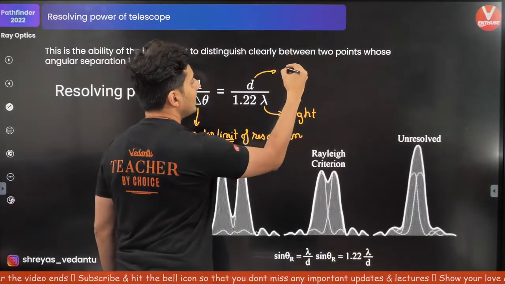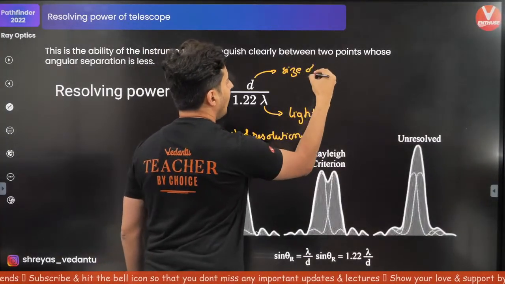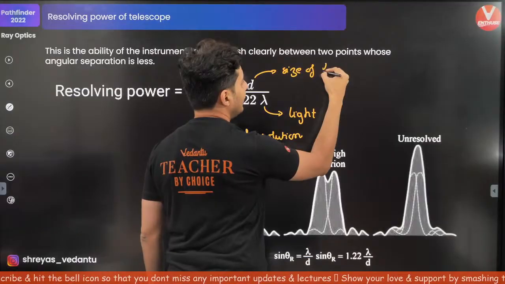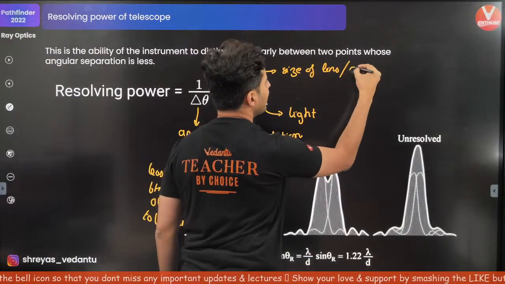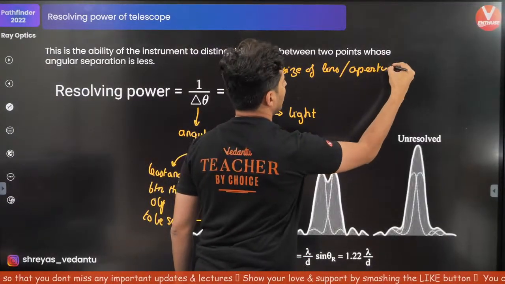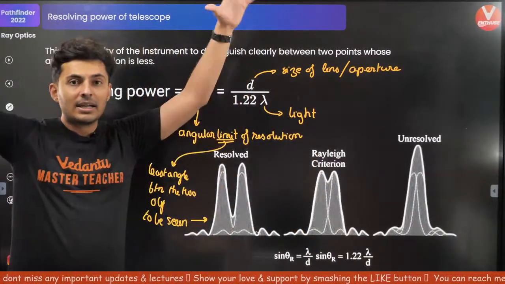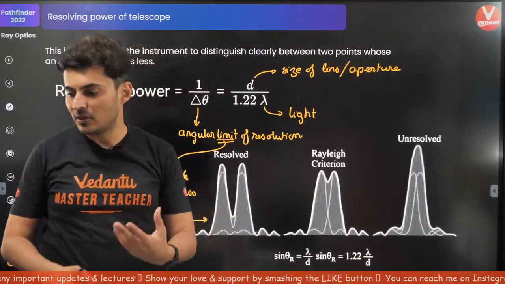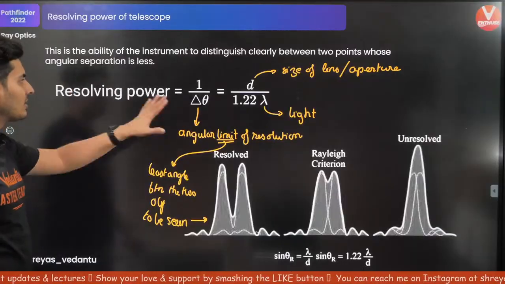What is D? It's the size of the lens. Sometimes it is also called the aperture, the diameter of that lens. That's it. So keep this in mind.